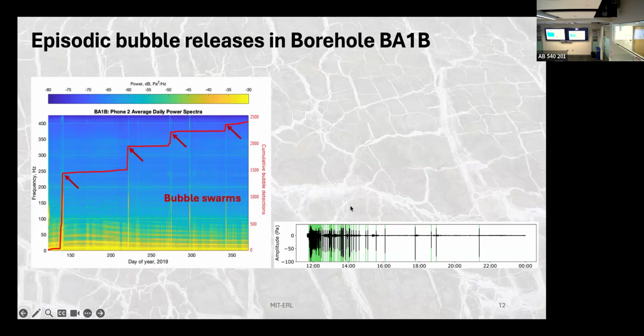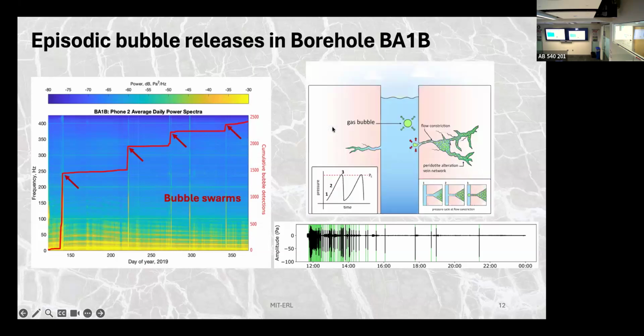Since those bubbles were injected at very specific times, the authors came up with a model where gas accumulates at some constrictions on the borehole walls, and the pressure increases as more and more gas accumulates there. When it exceeds the capillary pressure, all the gas bubbles are released into the borehole. That causes these episodic bubble swarms.